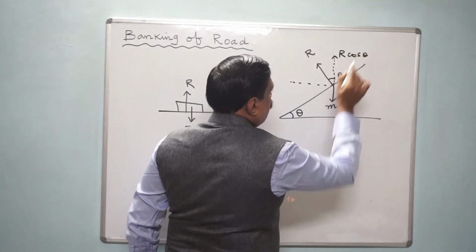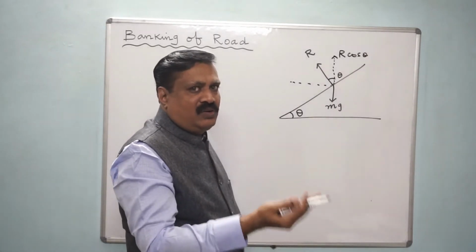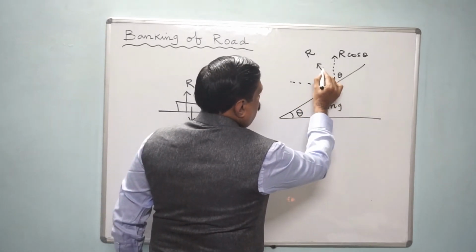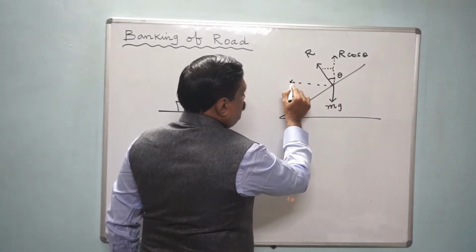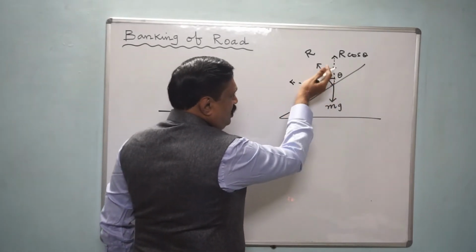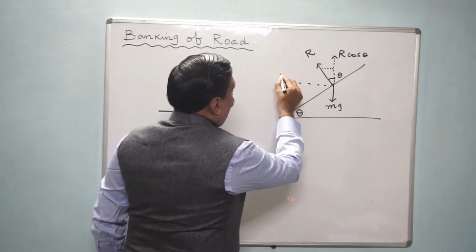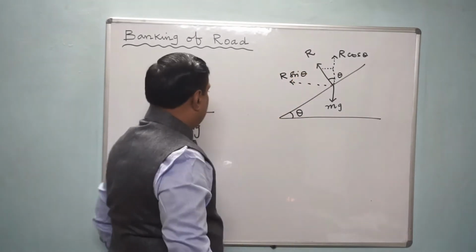Already you know, whenever theta is there, the adjacent side is always cos theta. Now this will be the vertical side. Opposite to the vertical side, this means sin theta. Therefore this will be your R sin theta.